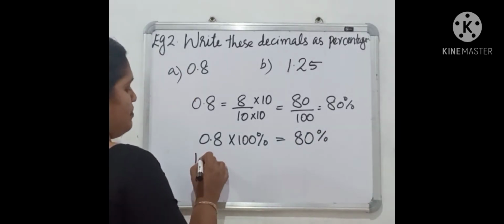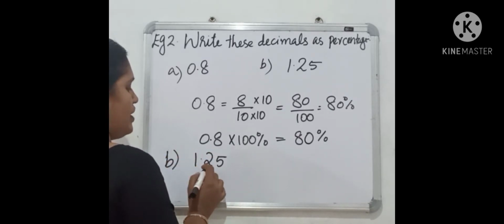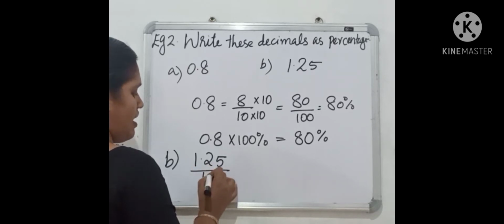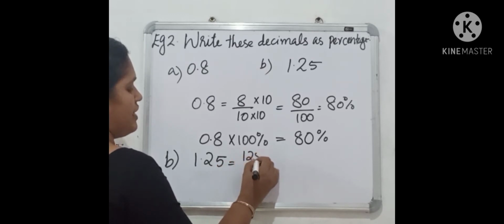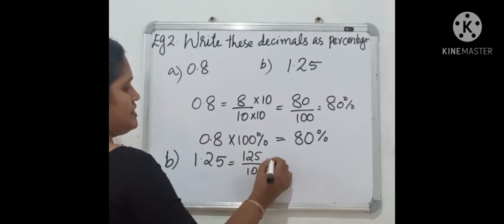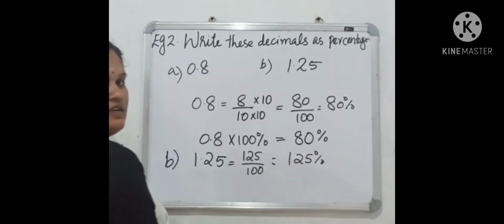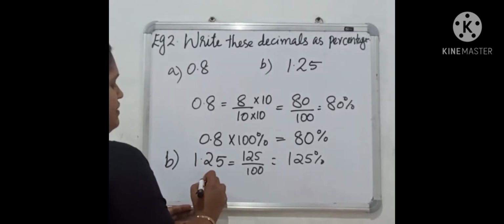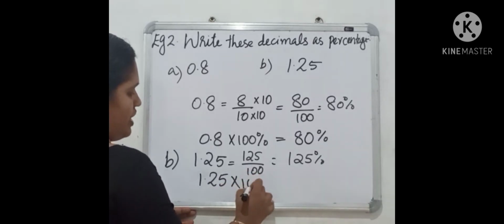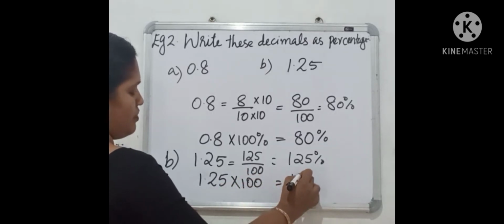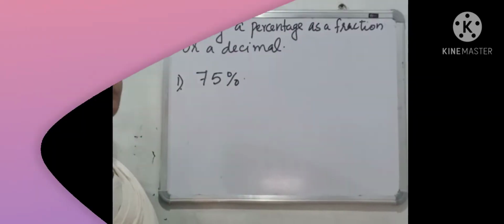Next is 1.25. 1.25 equals 125 by 100, which equals 125%. Okay, directly we can multiply like this: 1.25 into 100, which equals 125%. Any way you can use.